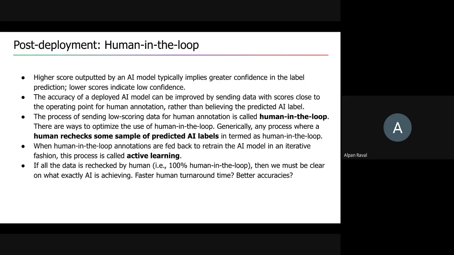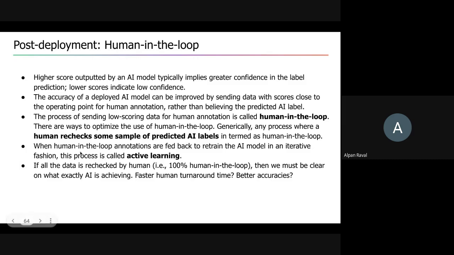And there are many ways to optimize the use of human in the loop. Obviously, we want to achieve a certain accuracy or a certain level of fairness in the AI by using as little human resource as possible. And this becomes an optimization problem that one can solve in various ways. And so essentially, you have this process where a human is rechecking some sample of the predicted AI labels. And so this type of process is termed human in the loop.